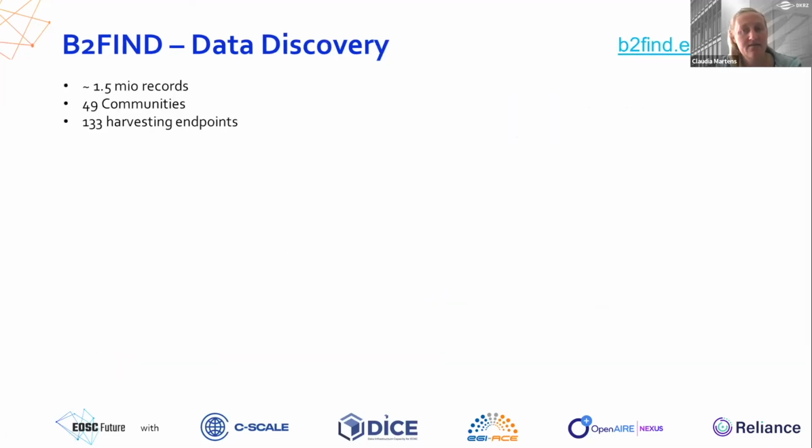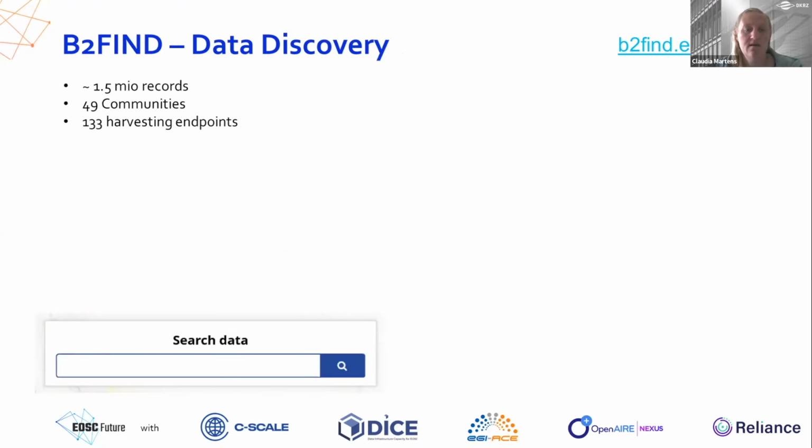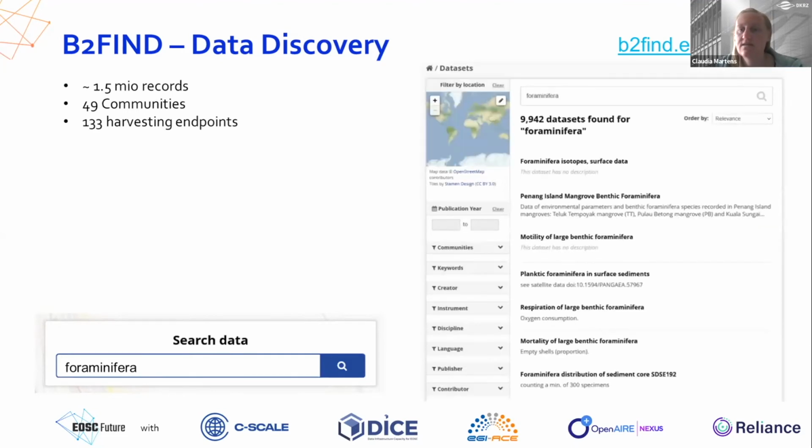As I said, it's a discovery portal for research data, so not mainly for code and definitely not really for publications. We currently have roughly 1.5 million records in B2Find from 49 communities, including more than 130 harvesting endpoints. And it works in a way that when you go to b2find.eu, you enter a free text search field where you can enter any term you want. We take foraminifera because that's obviously very often used. Then you get a search result page containing all the records that relate to the specific term.